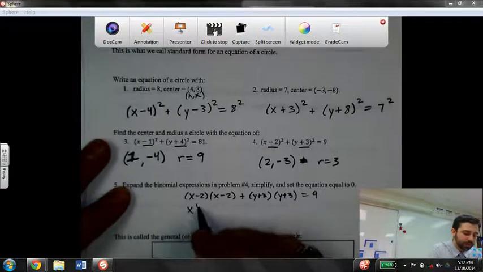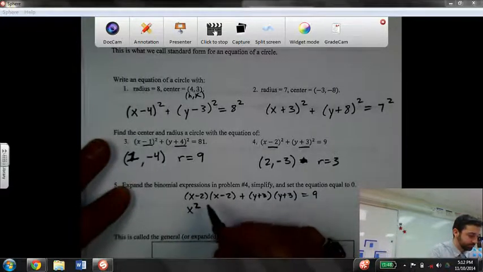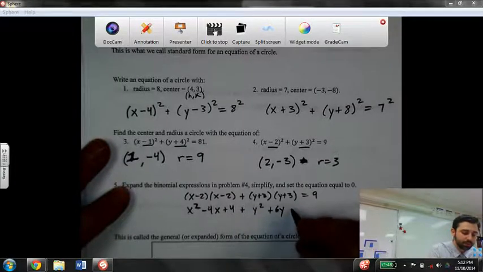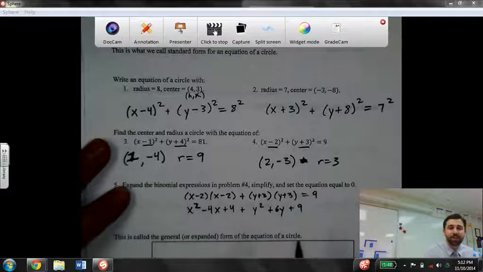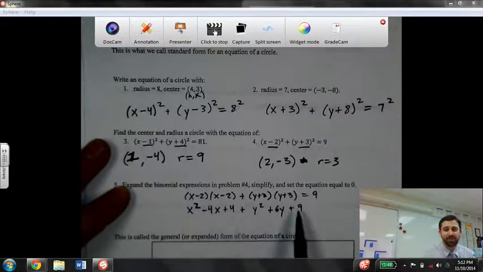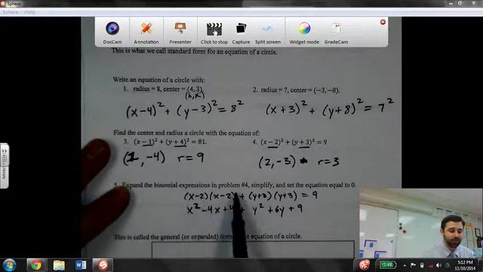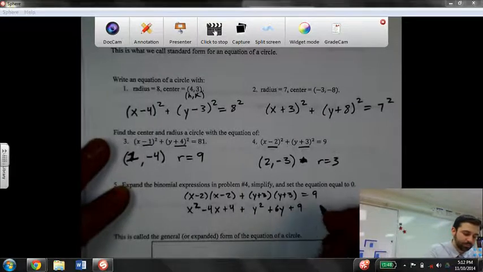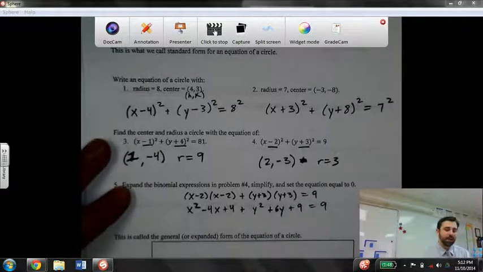And so I get x squared minus 4x plus 4 plus y squared plus 6y plus 9. Notice I skipped a step in combining like terms. So you might have an in-between step here where you actually show all the parts of FOILing and then where you combine to get the -4x and 6y equals 9. And then it says set the equation equal to 0.